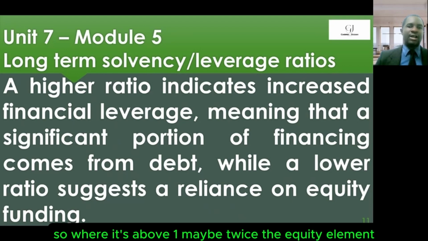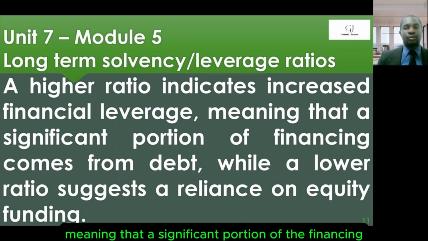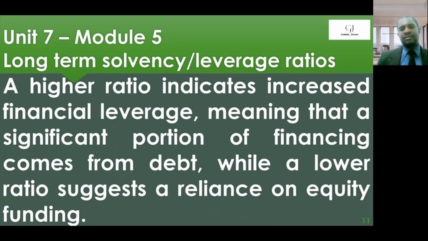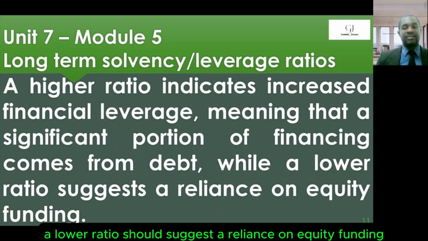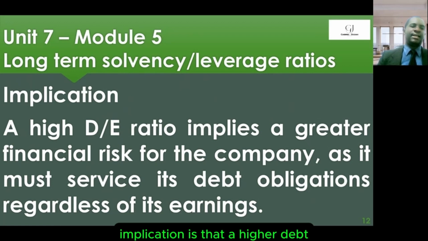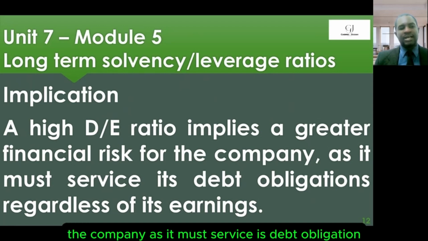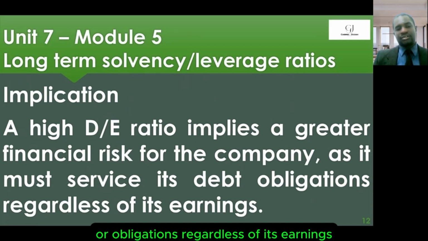So where it's above 1, maybe twice the equity element, then it's riskier, it's critical, meaning that a significant portion of the financing comes from debt, while a lower ratio suggests a reliance on equity funding, which is better for the shareholders of the company. The implication is that a higher debt to equity ratio implies a greater financial risk for the company, as it must service its debt obligations regardless of its earnings.